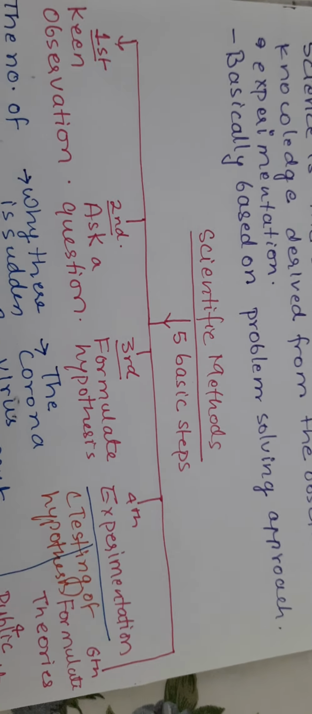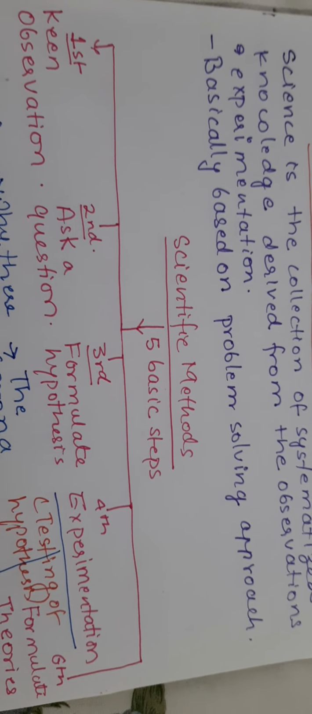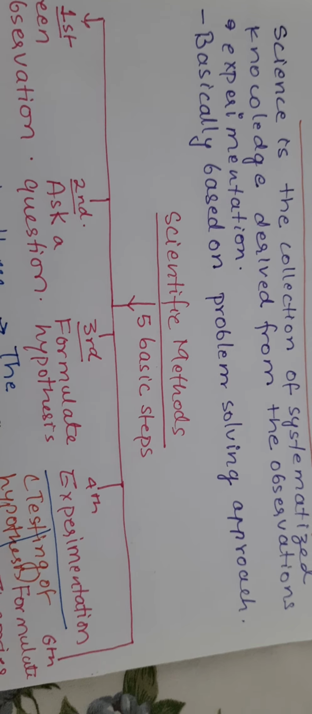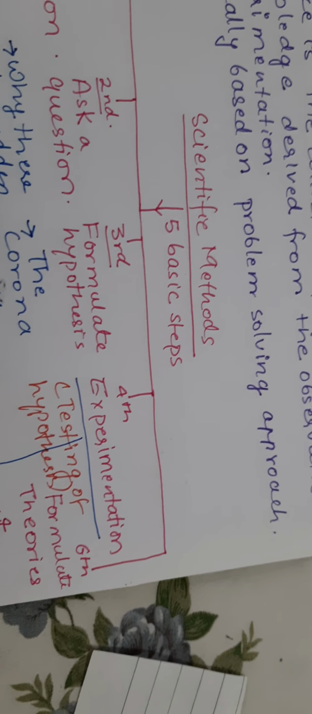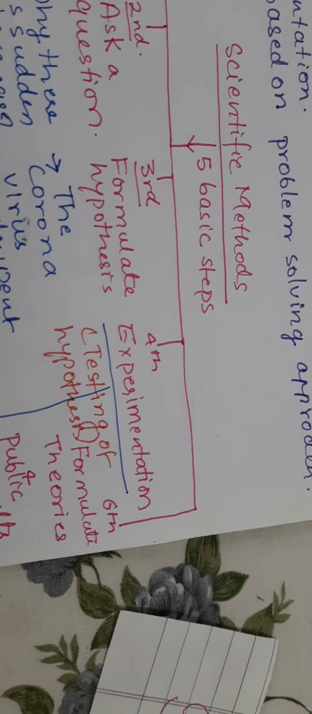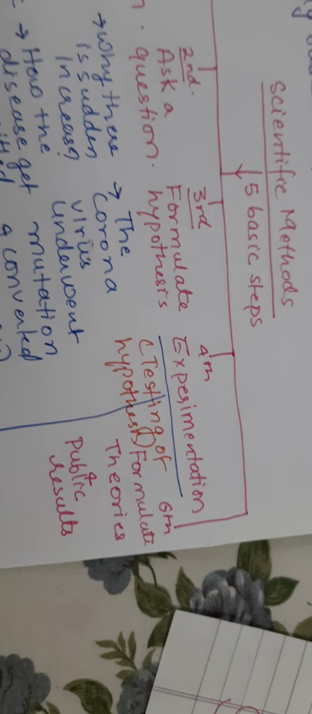So the scientific method has five basic steps: keen observation, ask a question, formulate hypothesis, experimentation, and formulation of theory and publishing of result. Okay.